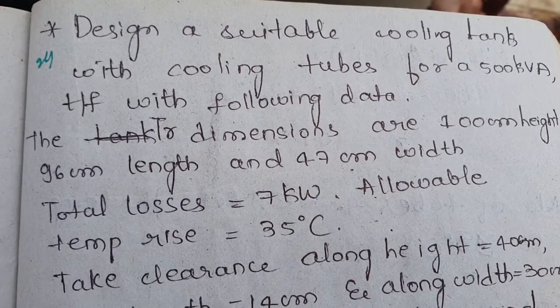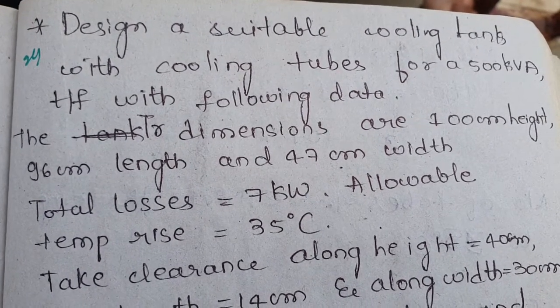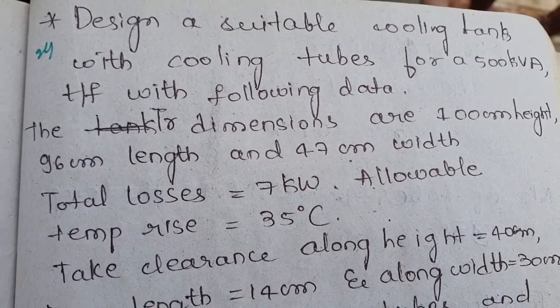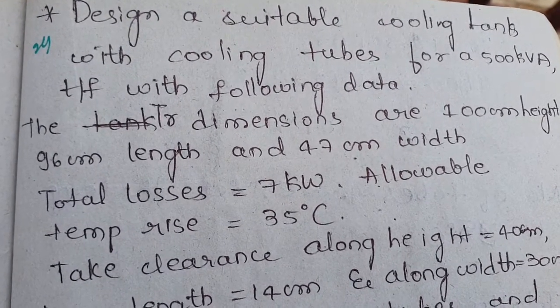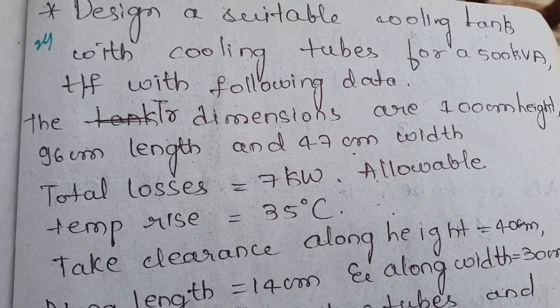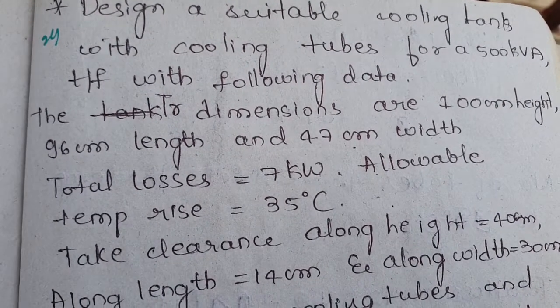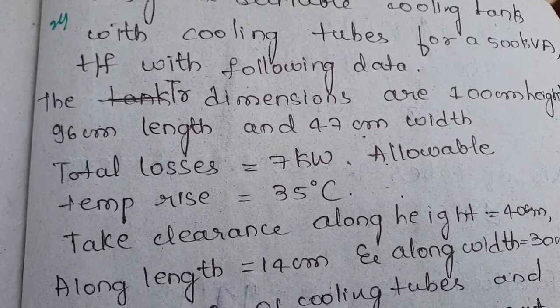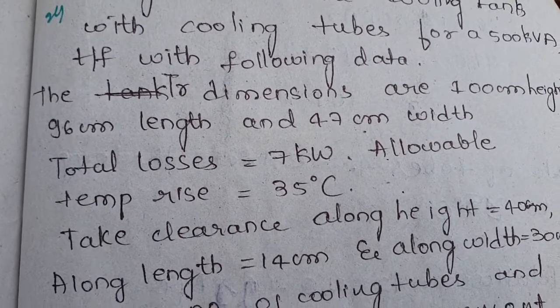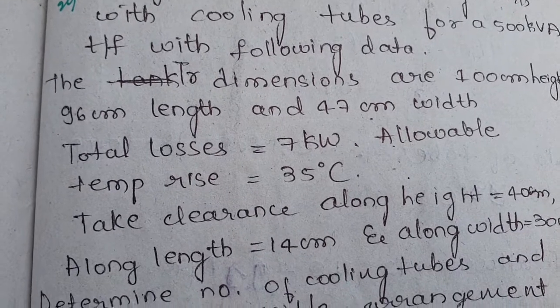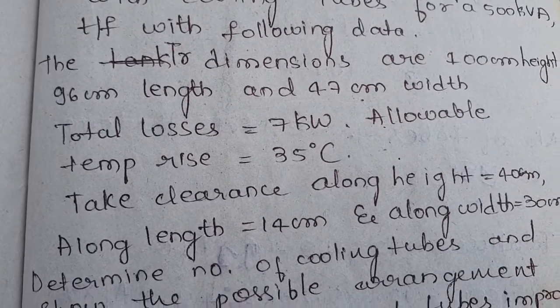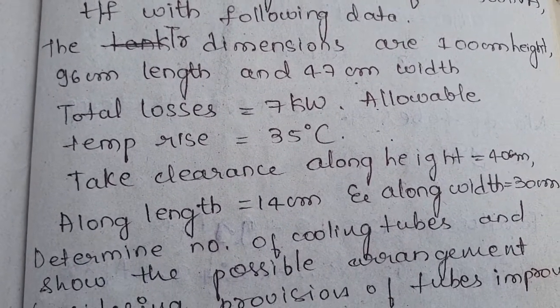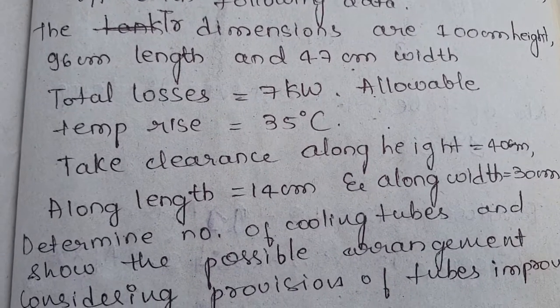Take down the next numerical. Design a suitable cooling tank with cooling tubes for a 500 kVA transformer with the following data. The transformer dimensions are 100 cm in height, 96 cm length and 47 cm width. The total losses are 7 kilowatt. Allowable temperature rise 35 degrees Celsius.